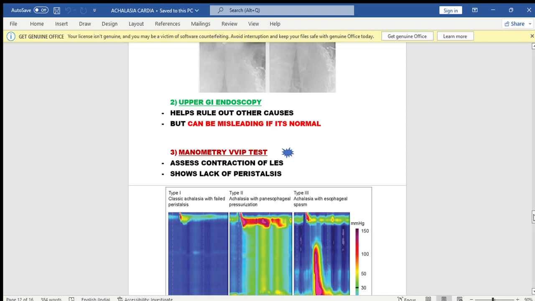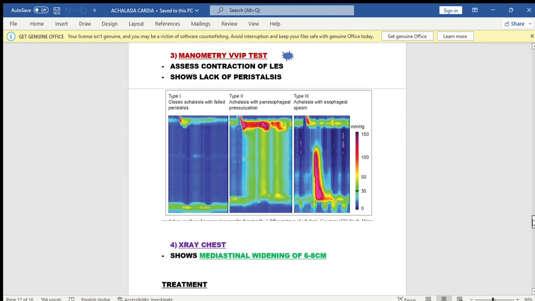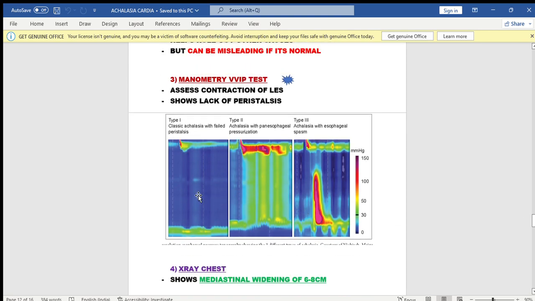Right, the gold standard test is called manometry. So this is what a manometry basically looks like. There are three types, divided based on the study that they do. It helps you assess the contraction of the lower esophageal sphincter, and it will show you lack of peristalsis. This is type 1, where there is classic achalasia with failure in peristalsis.